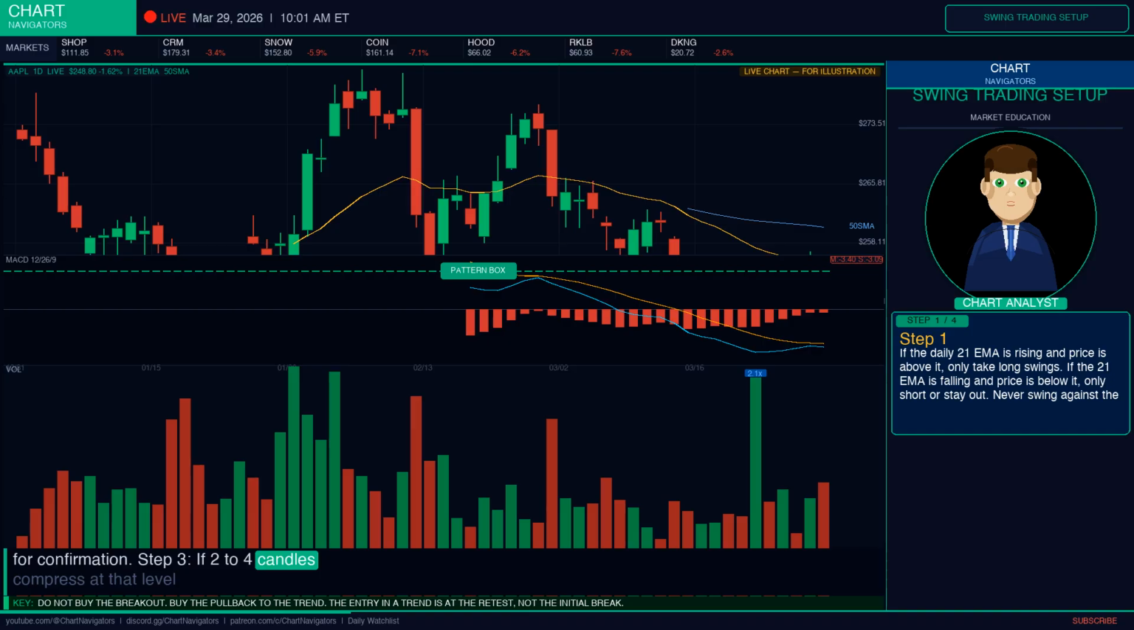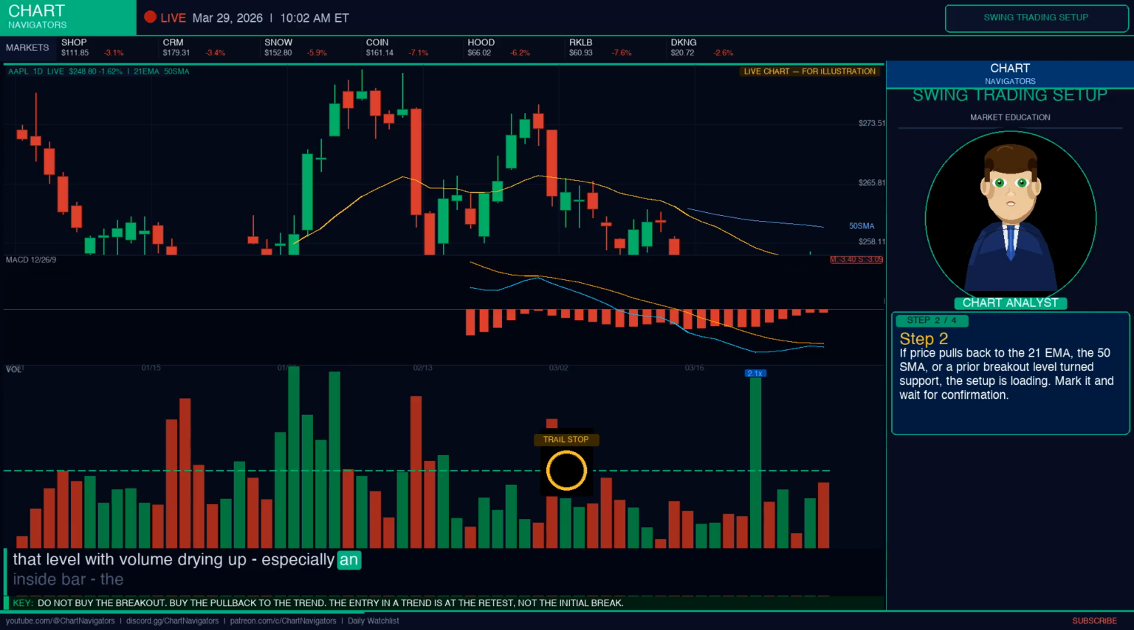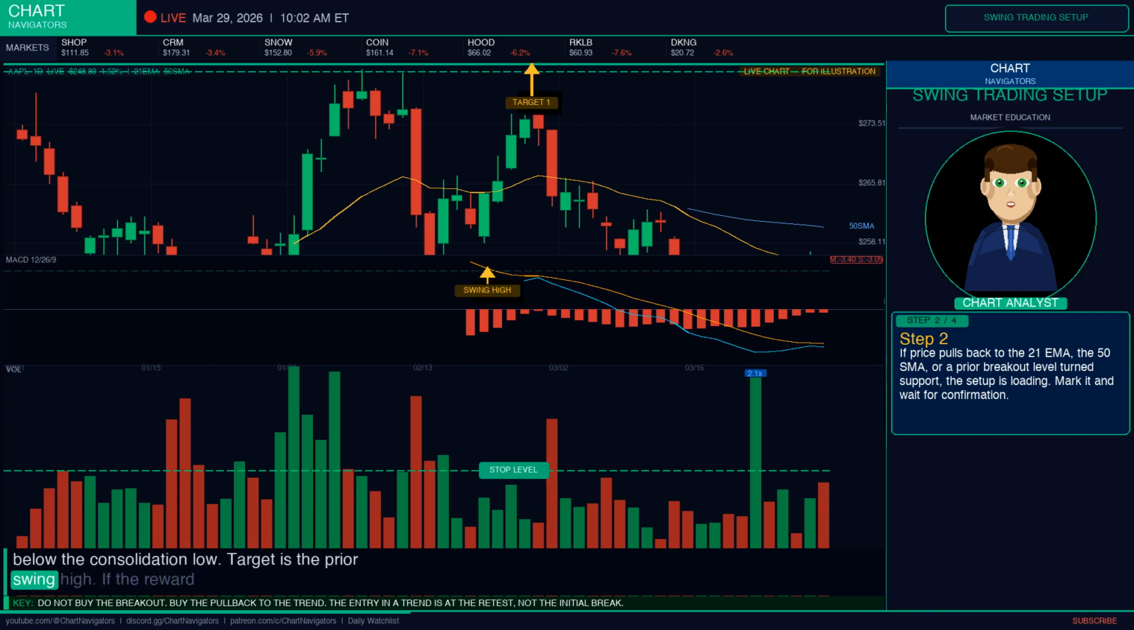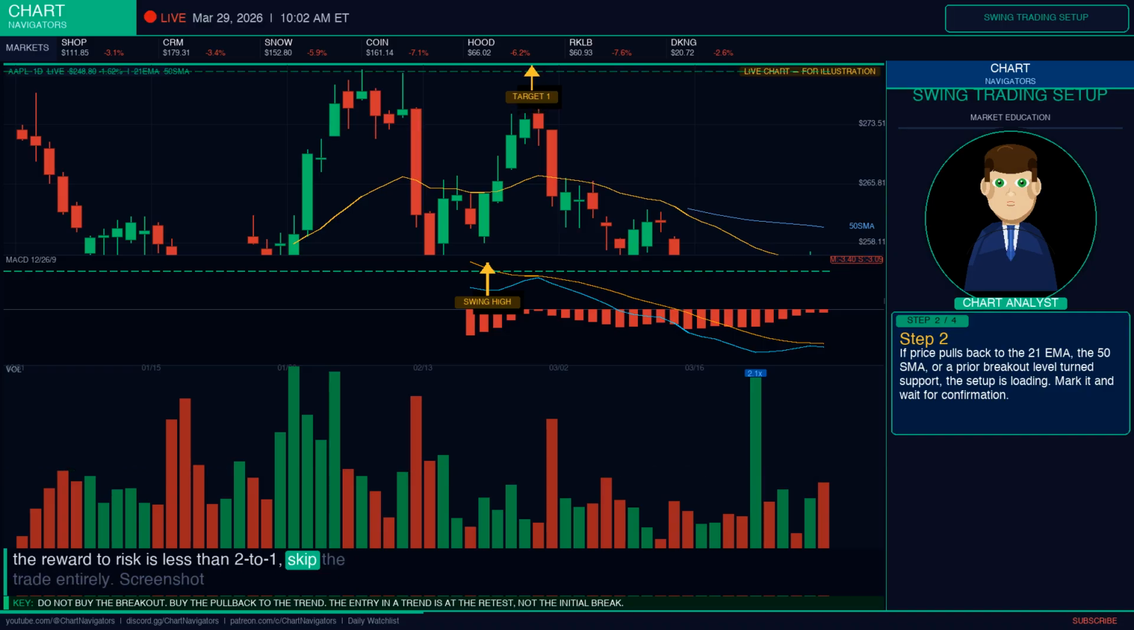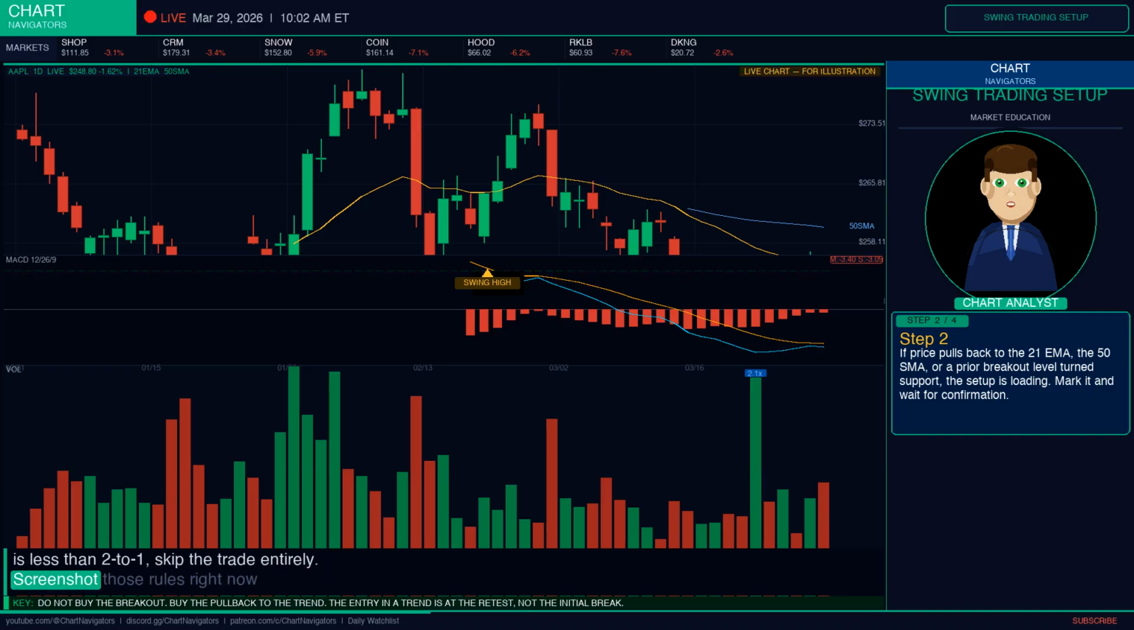Step 3. If 2 to 4 candles compress at that level with volume drying up, especially an inside bar, the spring is coiled. That consolidation is your entry trigger. Step 4. If price breaks above the consolidation high, enter. Stop below the consolidation low. Target is the prior swing high. If the reward to risk is less than 2 to 1, skip the trade entirely. Screenshot those rules right now. Those are your exact conditions before you touch any trade.